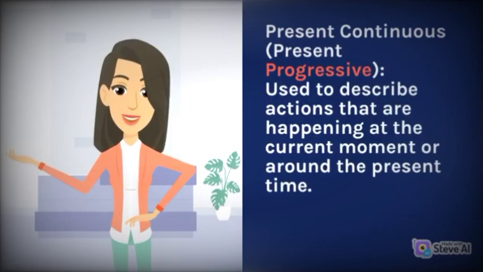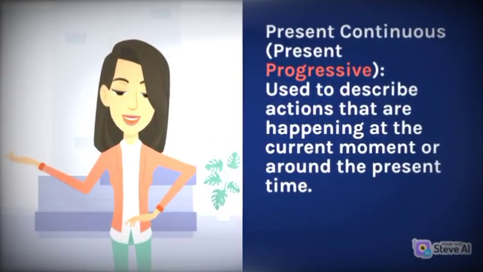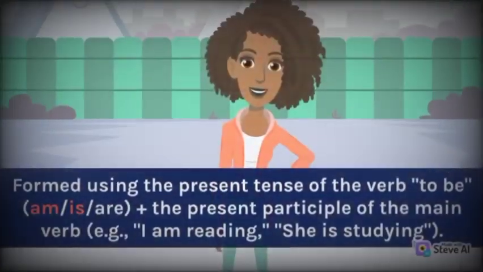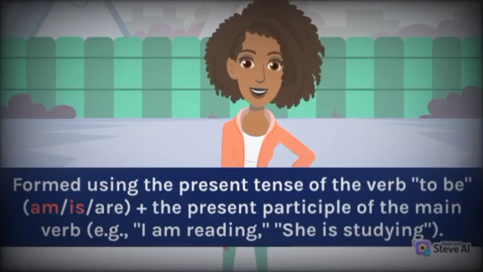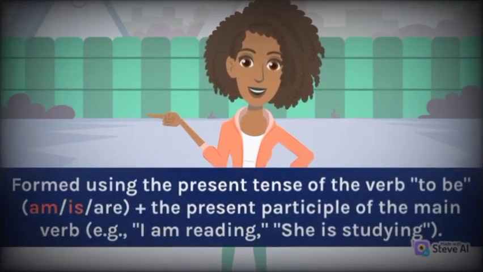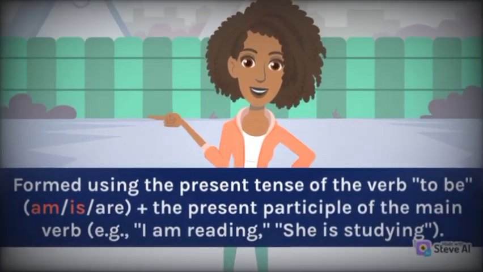Present continuous, present progressive. Used to describe actions that are happening at the current moment or around the present time. Formed using the present tense of the verb to be, am/is/are, plus the present participle of the main verb. For example, I am reading, she is studying.